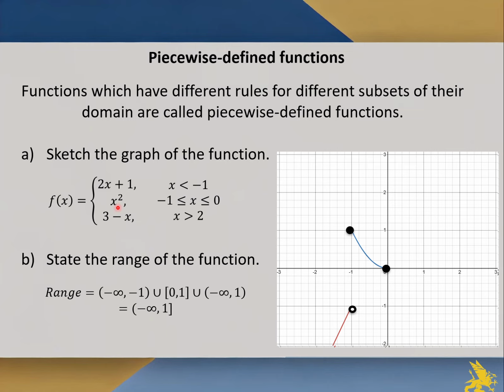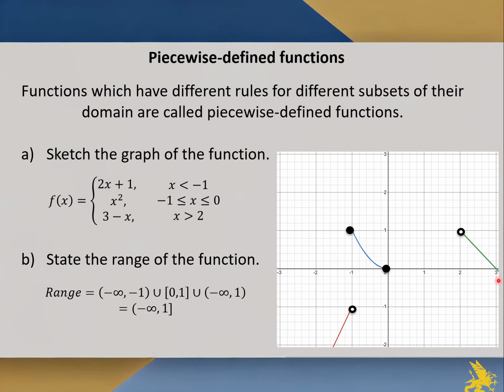And then we've got our last part, 3 minus x, when x is greater than 2. So that means when x is greater than 2, I plug in 2. 3 take away 2 is 1. It's going to start here, but will not equal, and it's going to go down as rises -1 across 1. That's all we're doing.